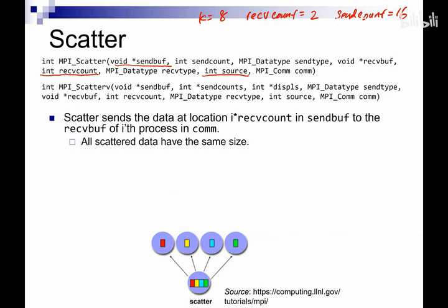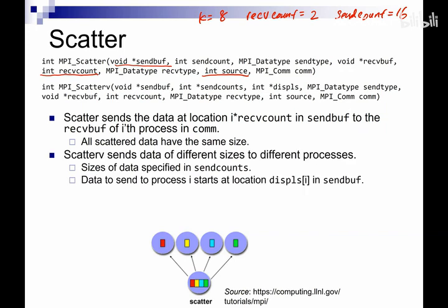When you do a scatter operation, all of the non-source processes will receive the same number of items. If there are 8 processes, every one of them receives 2 items from me. But what if I want to send different numbers of values to different processes? Let's pick a smaller number, k equals 4. For the first process I want to send 3 values, for the next process 1 value, then 2 values to the next, and 4 values to the last.